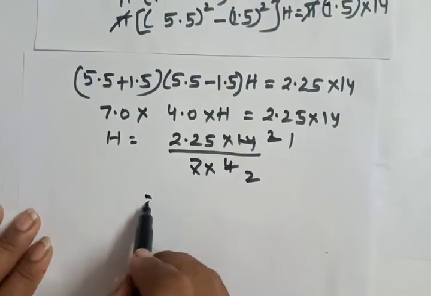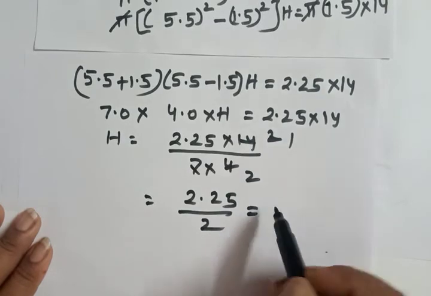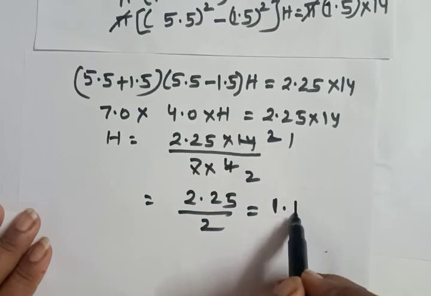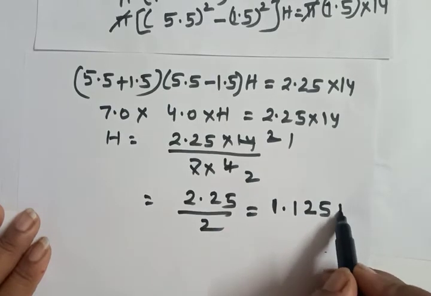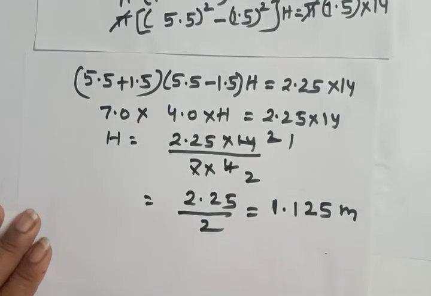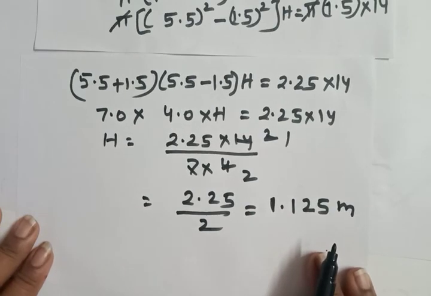Now 2.25 upon 2, that is equal to 1.125, 2 2s are 4 and 2 5s are 10, that is in meters. This is the height. I hope it is clear. Thank you.